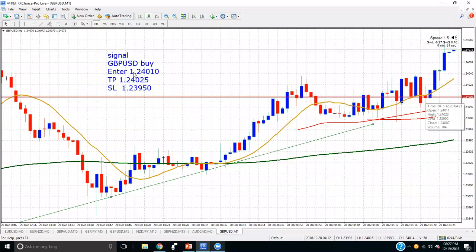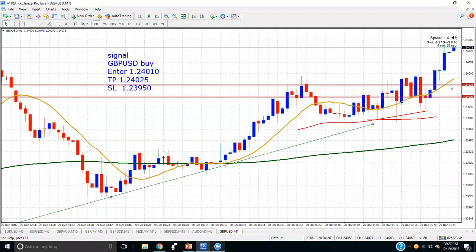And we were going to take profit at 1.24025. And I just threw that out there. I mean, that would have been just 15 pips. But anyway, we would have definitely hit our take profit. And then our stop loss we had set for 1.23950. So we were in a buy, and it was somewhere around in here. Okay.